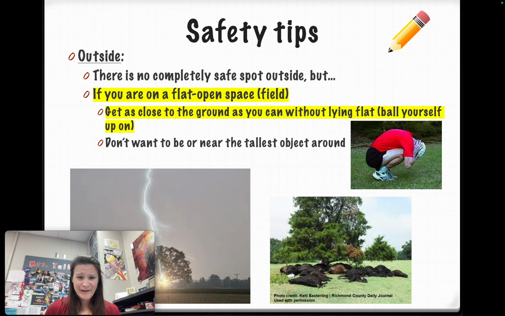Lightning is terrible at aim. It could be trying for a telephone pole, it could be trying for a tree and get you instead. So it's really bad to stand under a tree in a lightning storm because it often misses and it can get you easily.